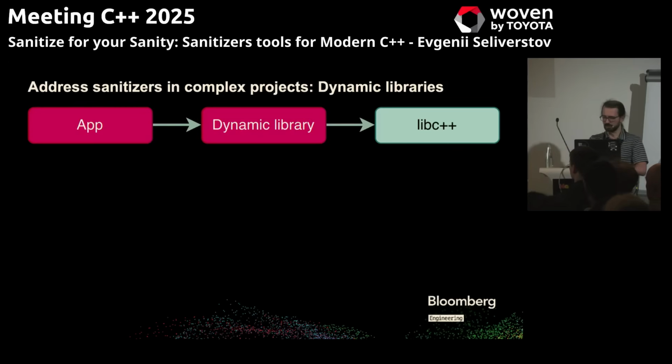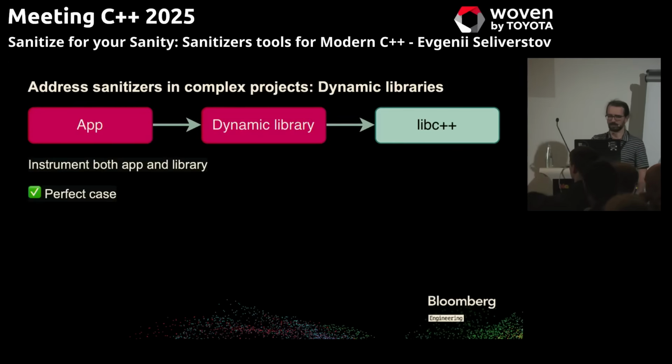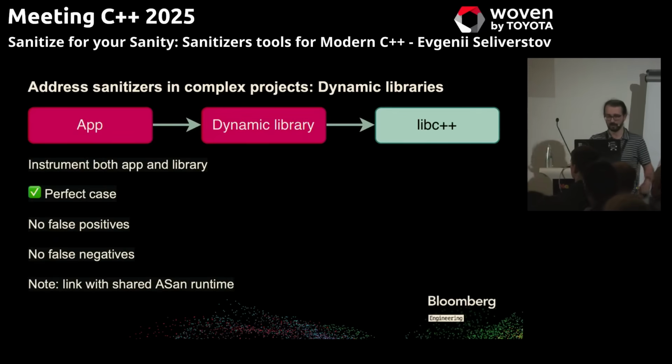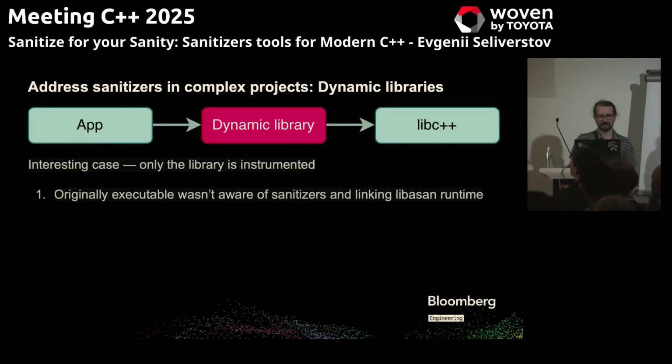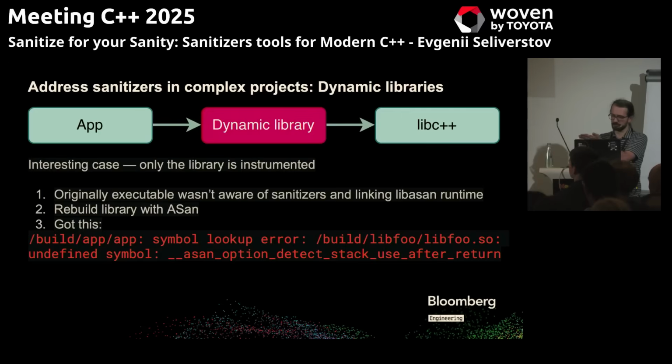And what about a dynamic library? Because it's a really common case. So if you instrument both of them, it works perfectly the same. Of course, we need to link to the shared runtime because we need to have the same implementation for the application and for the dynamic library. So it's just a matter of switching the linker flags. And if you instrument only the dynamic library, it's an interesting case because the main application is not aware at all about linking the ASan runtime. So the library is rebuilt, it's fine. But then if you just want to run the application, you will be exposed to this problem.